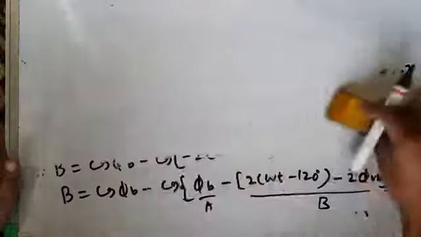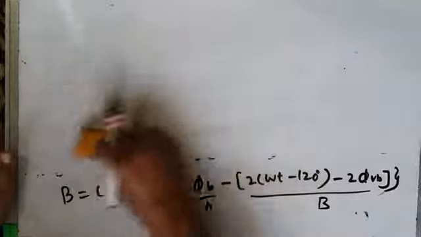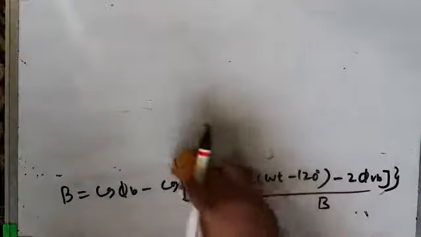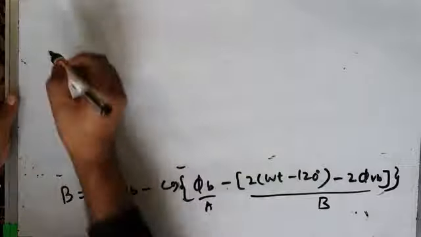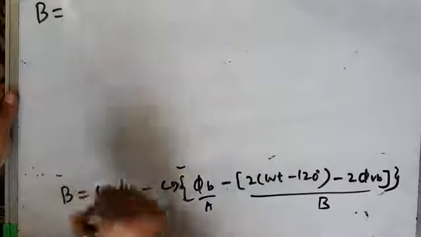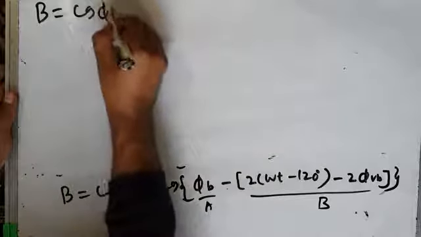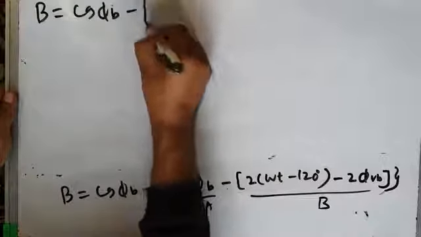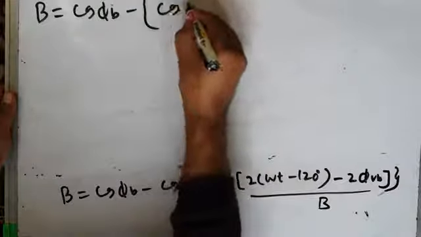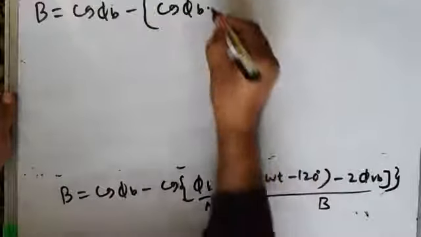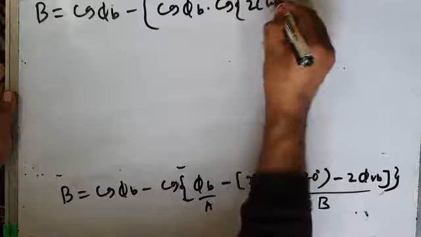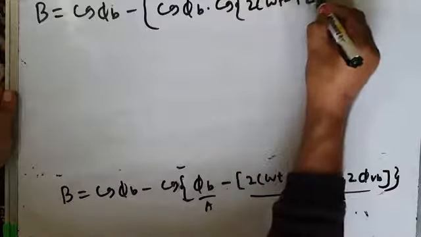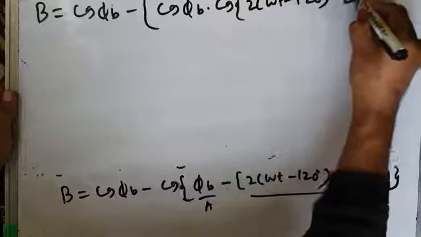We'll preserve this, because now here we can use trigonometric identity cos of A minus B, which is cos A cos B plus sin A sin B. So therefore b is equal to, first term is cos phi b, let's keep it like this, minus times cos A cos B. Cos A is cos phi b into cos B, cos of 2 omega t minus 120 degrees minus 2 phi vb.